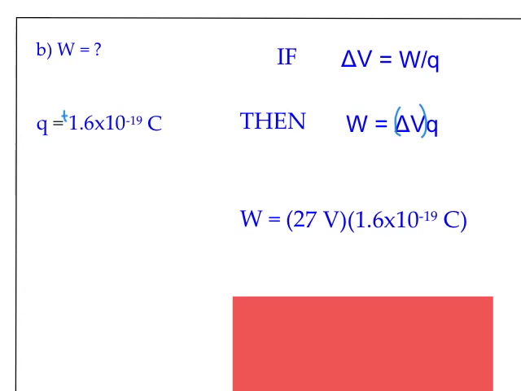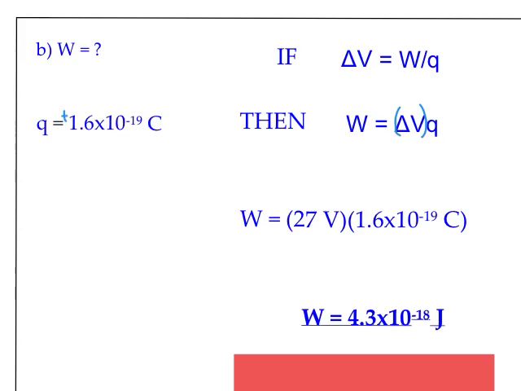So when you make those substitutions and type on your calculator, you should end up with a work of about 4.3 times 10 to the negative 18th joules as your final answer.